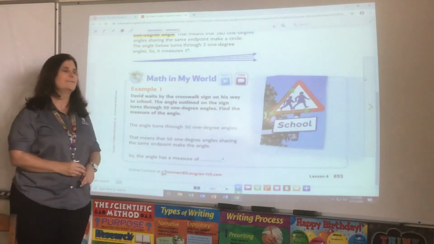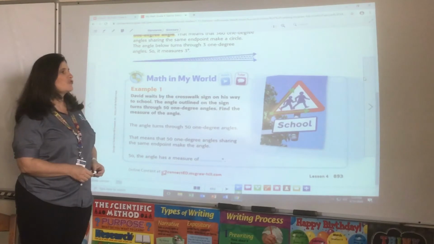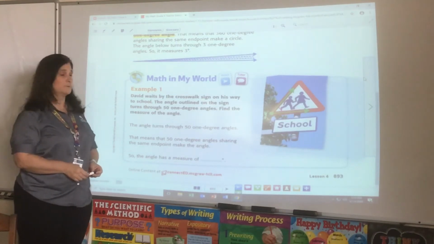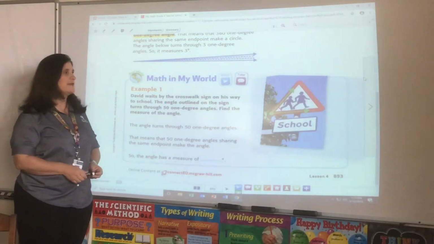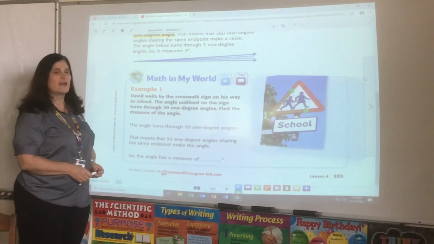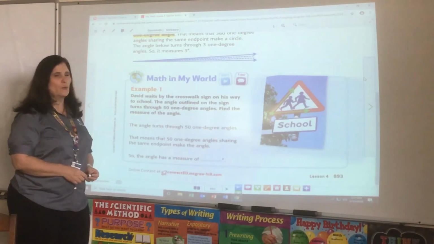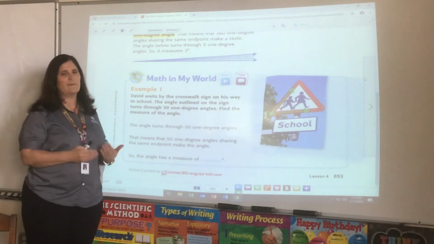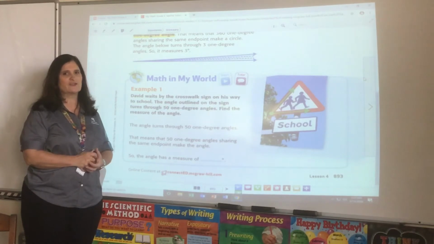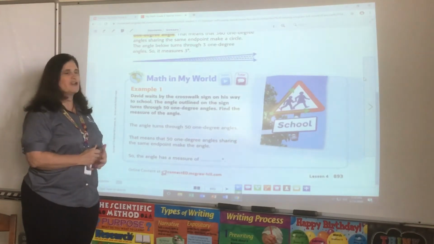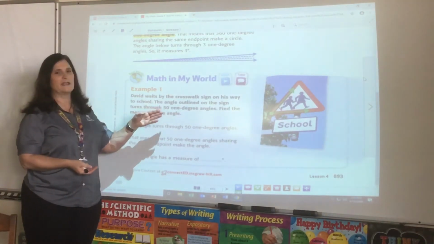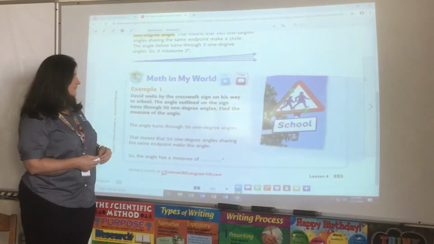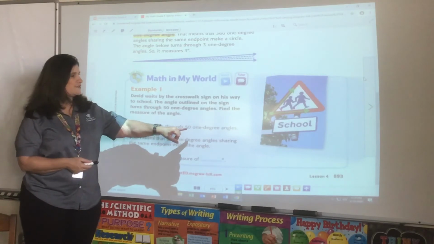Okay, example 1. David waits by the crosswalk sign on his way to school. The angle outlined on the sign turns through 50 1-degree angles. Find the measure of the angle. Now, when we measure angles, one of the things that you measure angles with is a protractor, but we're not going to be using a protractor because they're basically telling us what the degree marks are. So the angle turns through 50 1-degree angles.